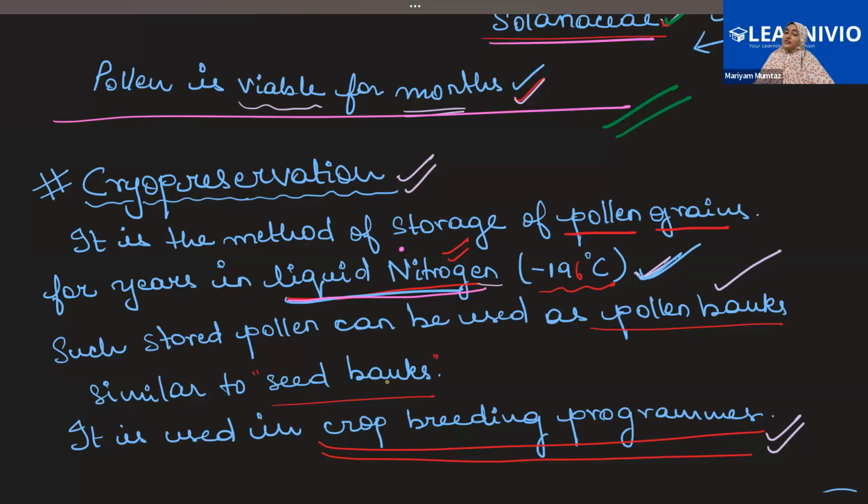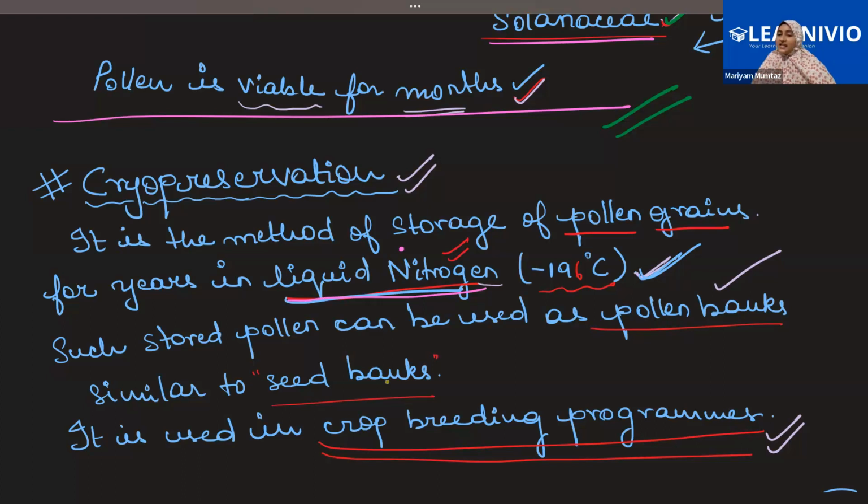So I have my preserved pollen grains. Now how do I preserve it? Collect the pollen grains and put them in liquid nitrogen at minus 196 degrees Celsius. Now, such stored pollen can be used as pollen banks.